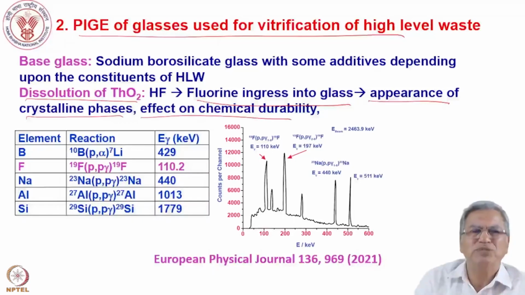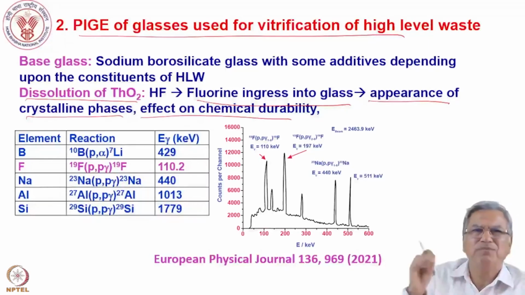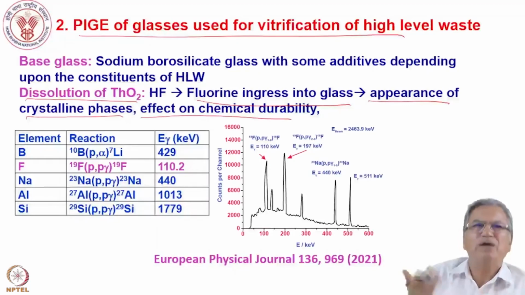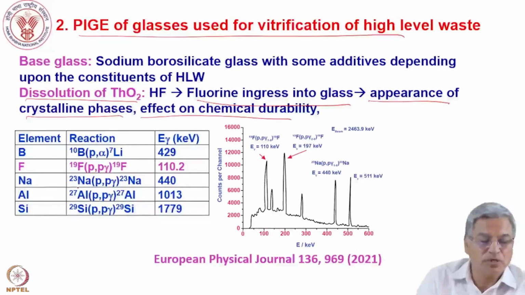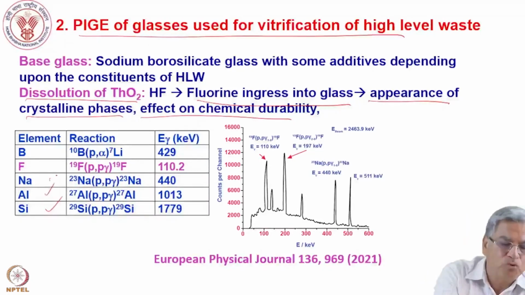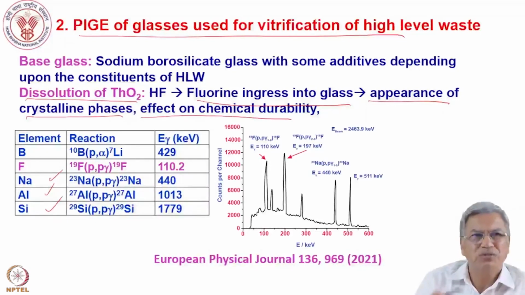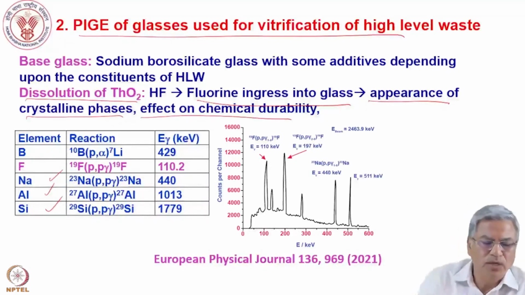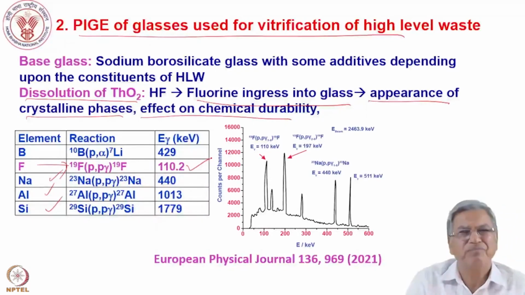And suppose you have multiple samples. Here is a very simple technique. You take the glass as it is, non-destructively, just bombard with the proton beam for a few seconds, few minutes, and the gamma spectrum tells you what is the fluorine content. Again, the same reactions I have shown for the constituents of the glass. You can have sodium borosilicate, it will have sodium, aluminum, silicon, boron. There may be some extent of alumina also. And if there is fluorine, then you will get this 110 keV gamma ray.